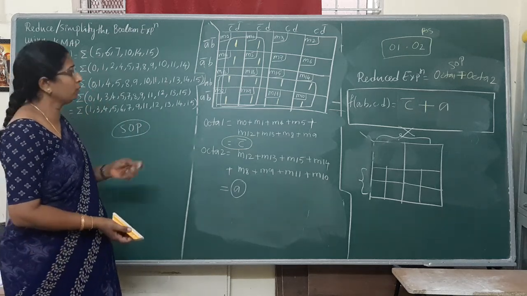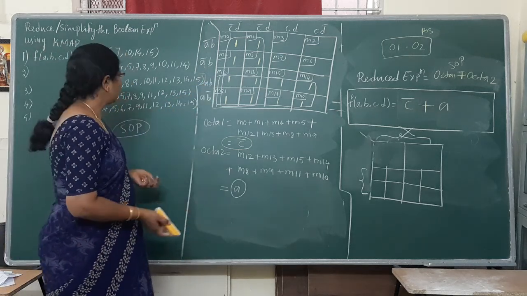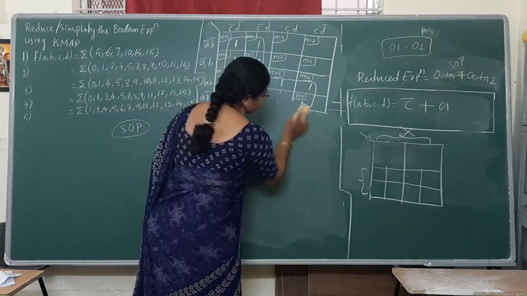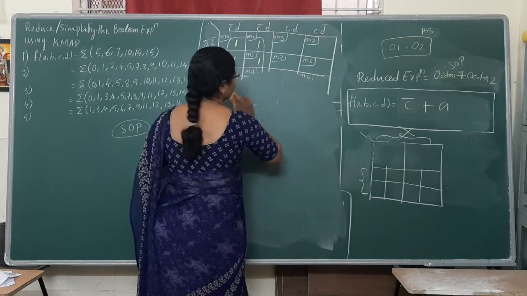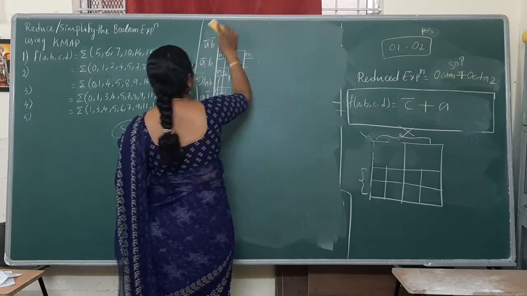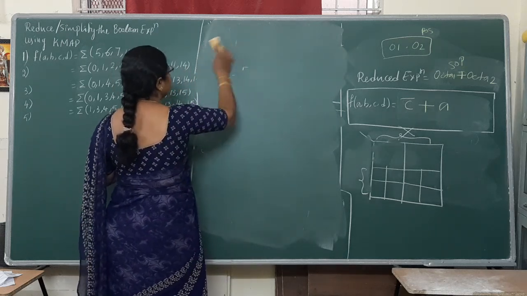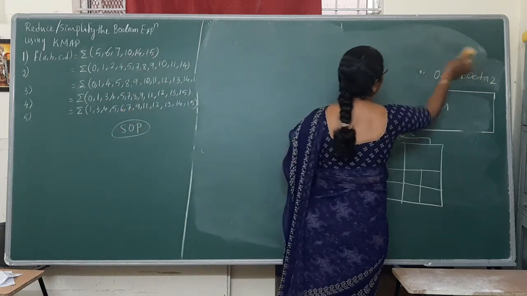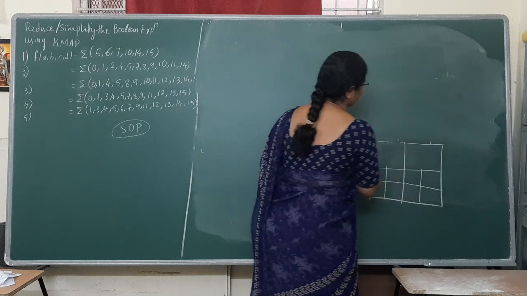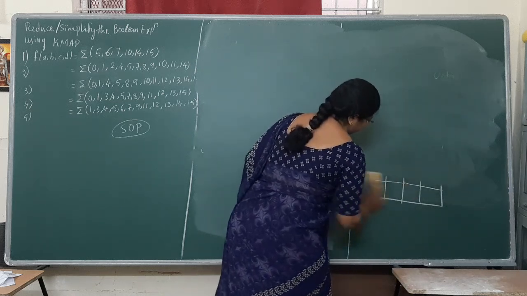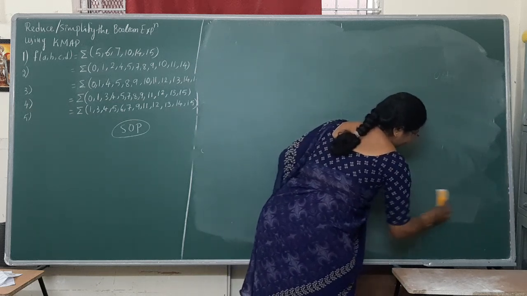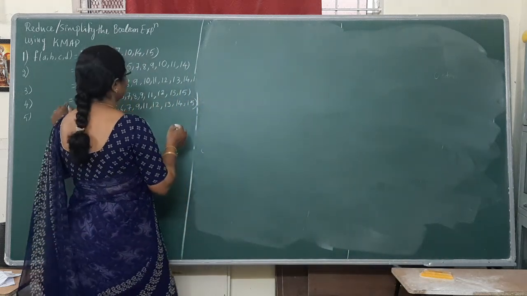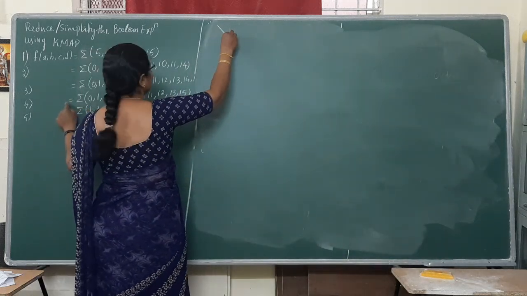Hope you understood now how to do the grouping. Shall we move to the fourth one now? See, every time I am writing the labels because of you. You need to practice how to write the labels and each term. Shall we move to the fourth one now? The fourth one.